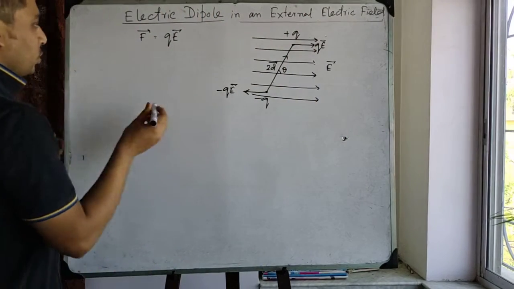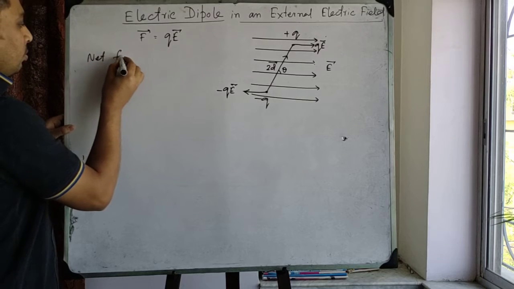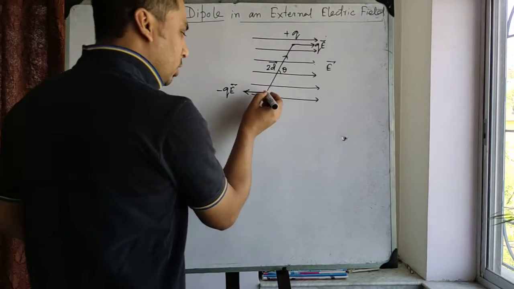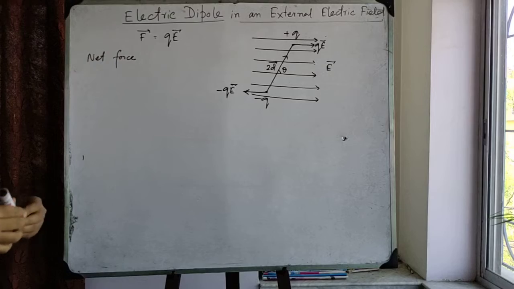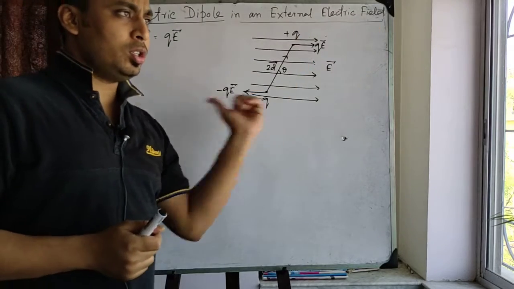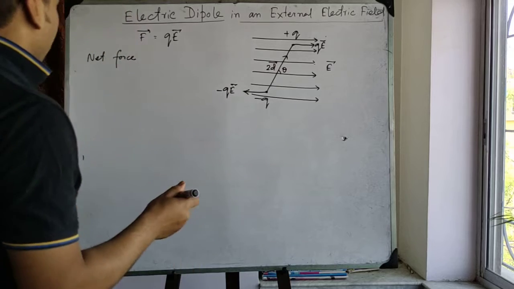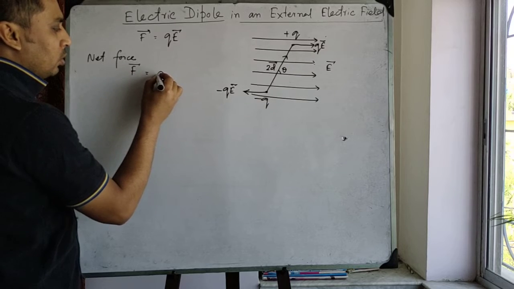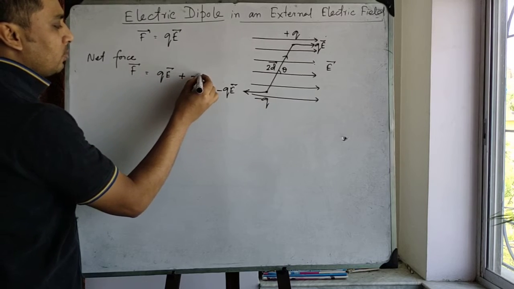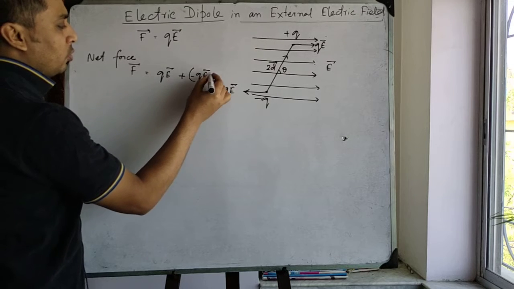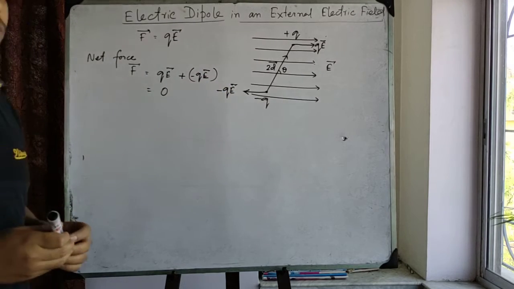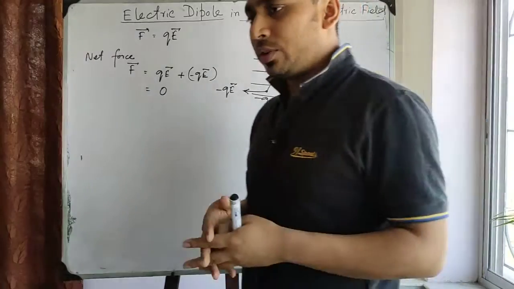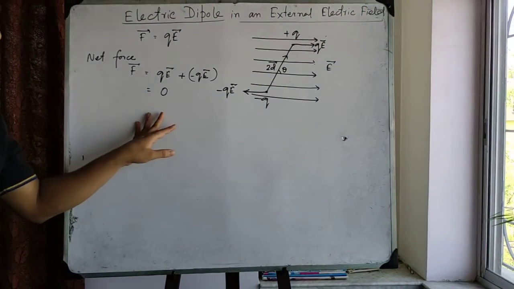So the net force on the dipole: the force on minus q charge is minus qE, and on plus q it is plus qE. One acts along the field direction, the other acts in the opposite direction of the field. So the net force F equals plus qE plus minus qE. So the net force on the dipole in a uniform electric field is 0.